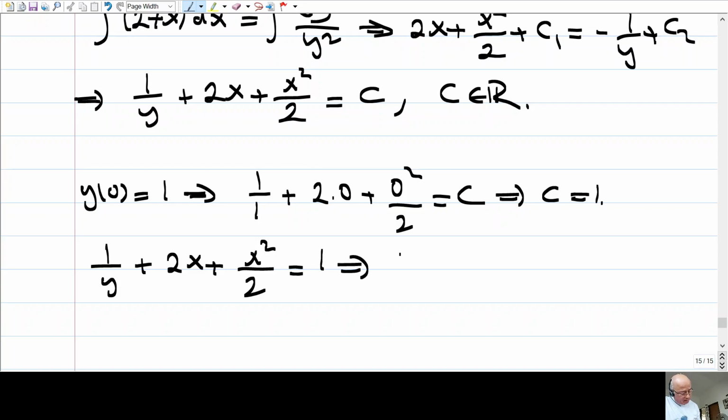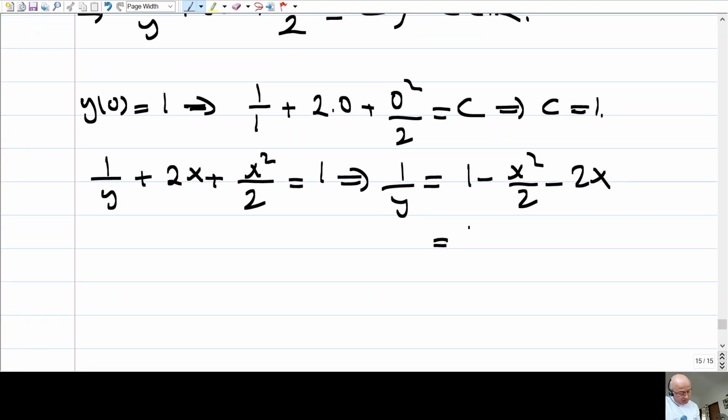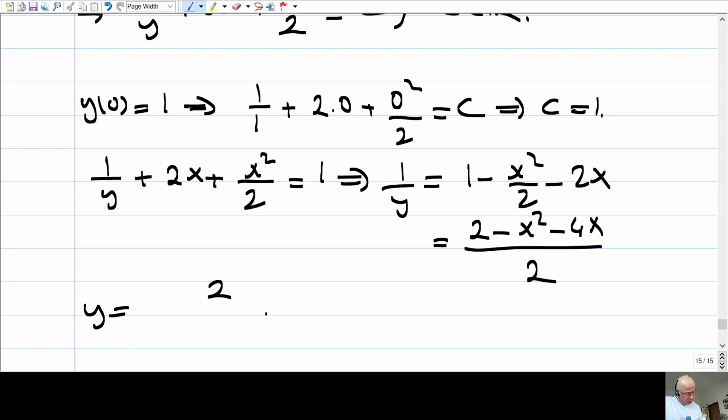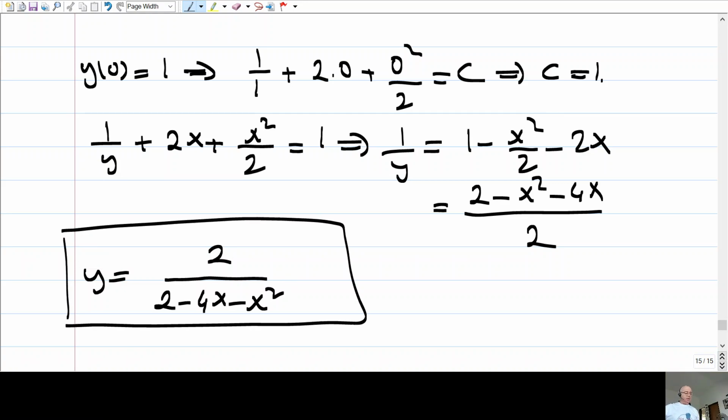Actually, I can write it this way. So this is 1 minus x squared over 2 minus 2x, and this is just (2 minus x squared minus 4x) over 2, right? Therefore, y would be just 2 over (2 minus 4x minus x squared). So I can just take my solution to the initial value problem as this function. All right.